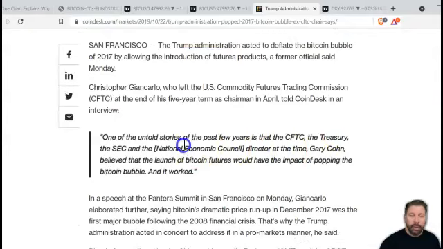Here's the quote. The CFTC, which is the Commodity Futures Trading Commission, which is the ones that introduced the options, the Treasury and the SEC all worked together with Gary Cohn to pop the bubble of Bitcoin, and it worked. So they manipulated the market. They held the price of Bitcoin down. They did it in 2017 and 2018. Do you think it's possible they did it in 2020?